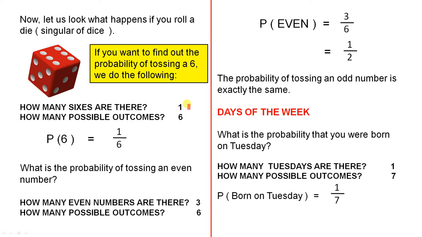How many 6s are there? 1. How many possible outcomes? 6, because there are 6 numbers. The probability of throwing a 6 is 1 over 6.